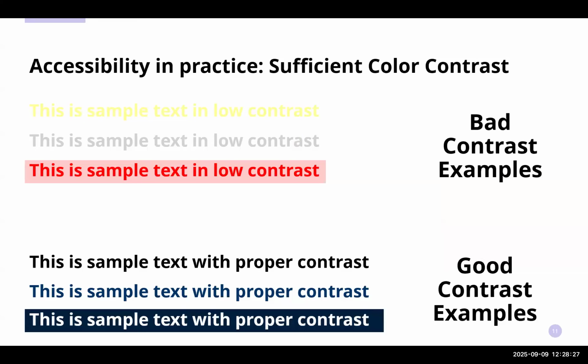Let's walk through some quick color contrast examples and why they matter so much. First up, if you look at the top row, we've got a light yellow text on a white background. Visually, it's almost invisible. If you're in a bright room or using a projector, it basically vanishes. Now, imagine you're a person with low vision. This text might as well not even exist.